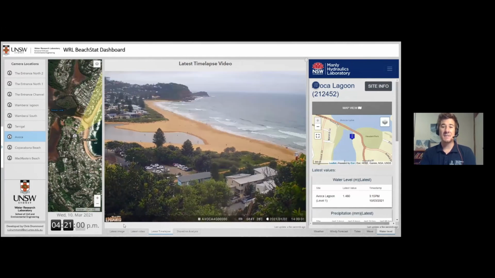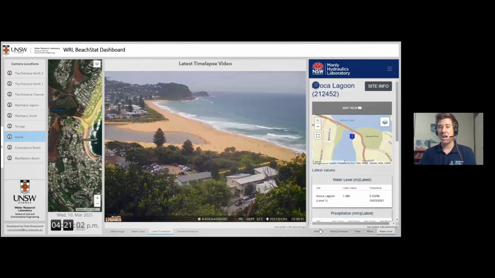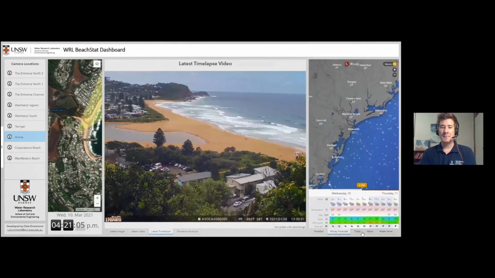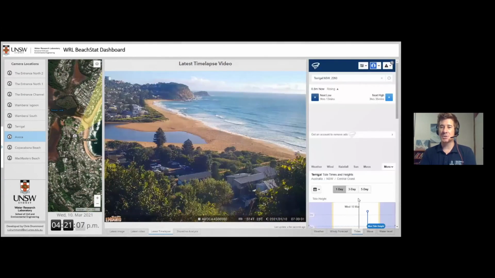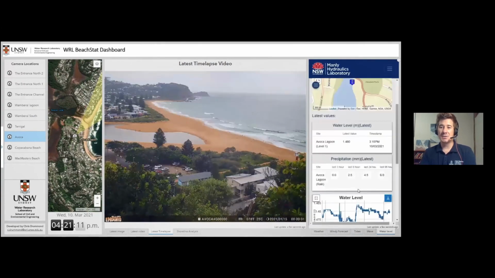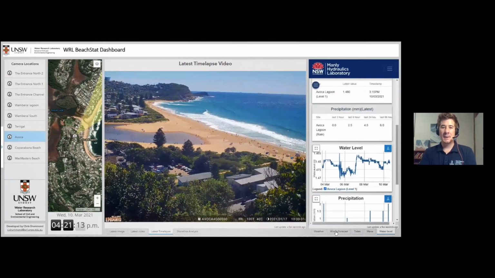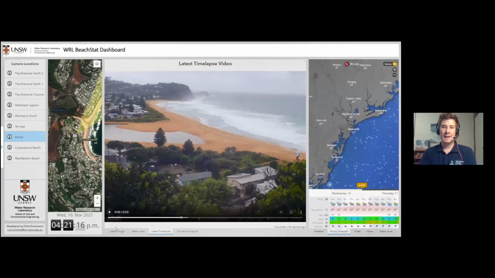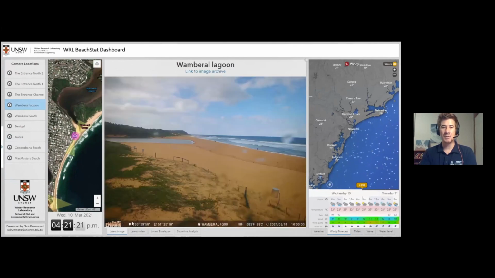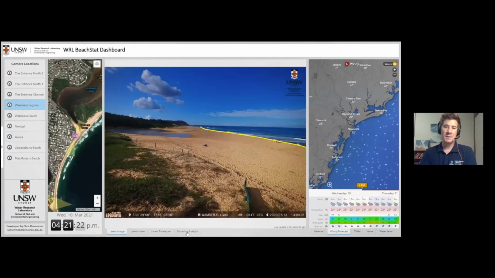We've got a time lapse here that is updated every night so that you can look at long-term changes to a beach. You can also look at the local tide data or wave data that's measured nearby, water levels and rainfall information. You can also have a look at some shoreline change, as we see here as we jump to Wamberal. You can have a look at how the beach is changing throughout time.